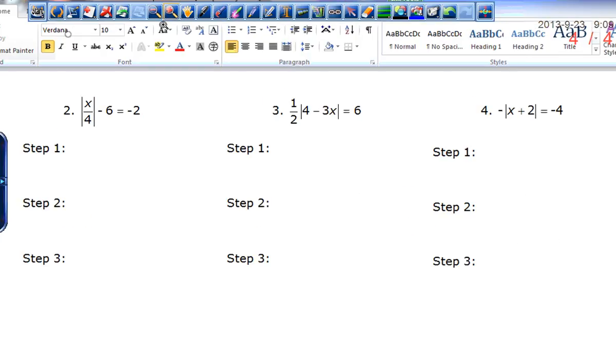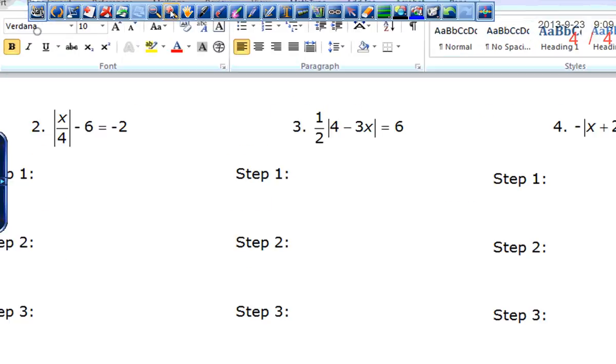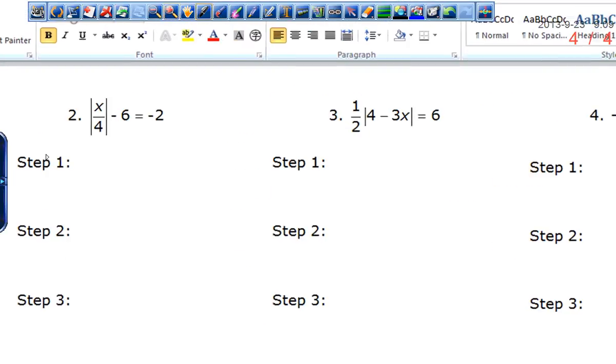All right, I'm going to work through 3 problems with you. Well, maybe I'll do 2 and then you do 1. Our first step, what do I do? Isolate. So what does that mean? Add 6. So I got the absolute value of x over 4 equals 4. We add 6 to both sides, so negative 2 plus 6 is positive 4.